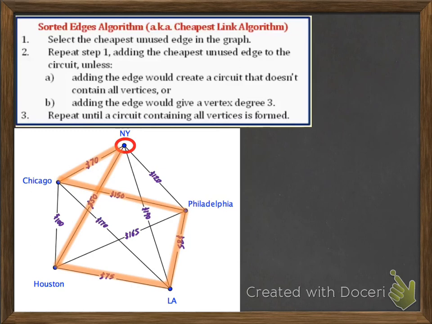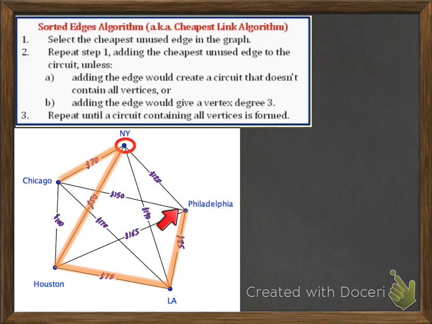I'm going to go 50, then 75, actually 50, then 70, right? That's the next cheapest, that one, that's 70. And then the next cheapest is actually 75. And then from here, the next one is 85. I can do that one. And now I'm a little stuck, right? I can't use this 120 because that's going to close the circuit.